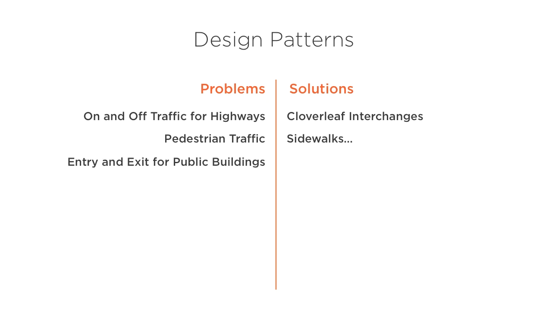And the last one is entry and exit for public buildings. So we want to maintain temperature in the buildings. We don't want the doors opening and closing all the time. So they came up with this thing called revolving doors. And that's the pattern that a lot of buildings now use for dealing with the problem of entry and exit.